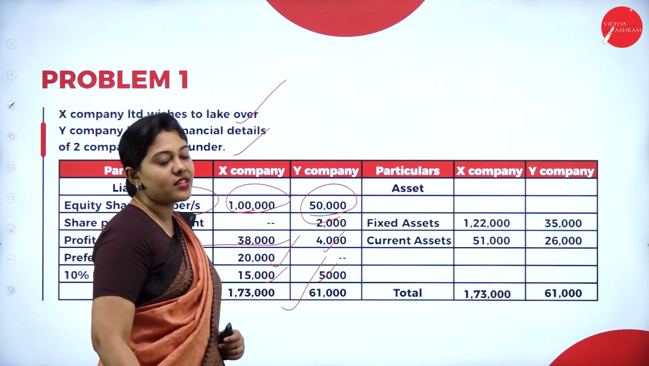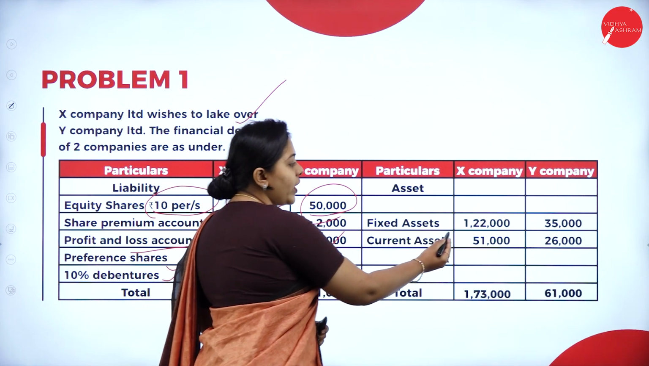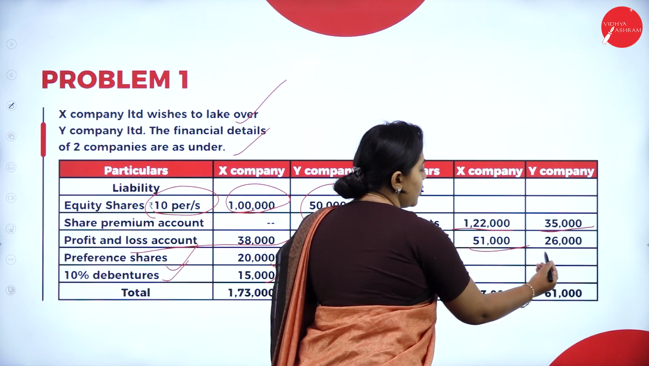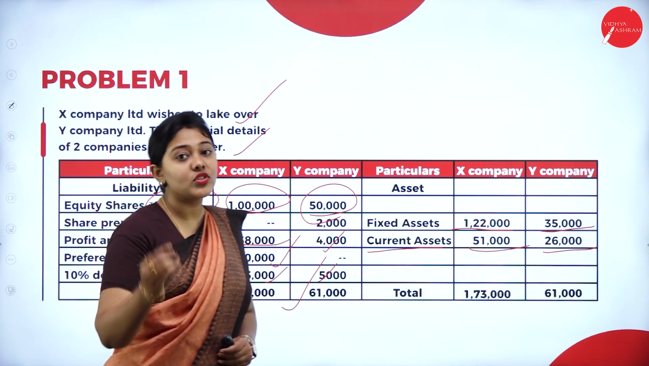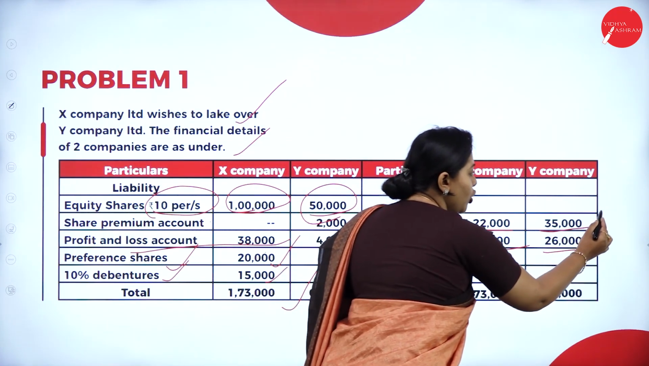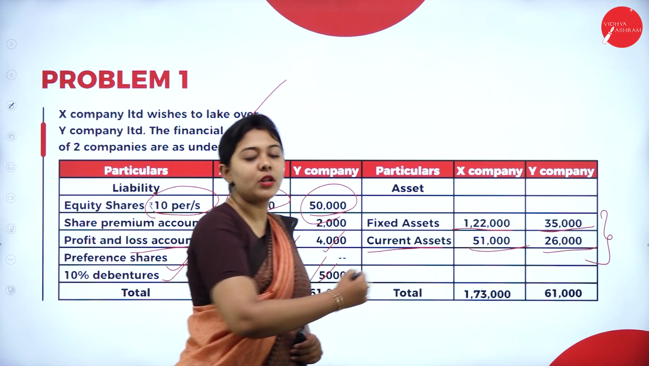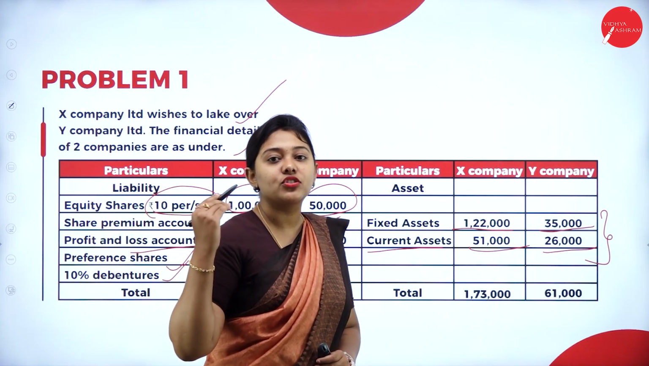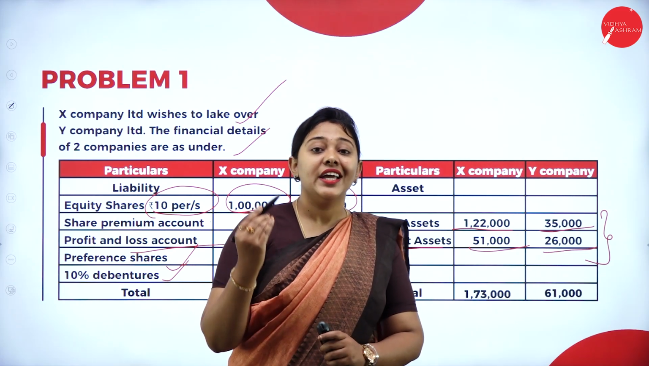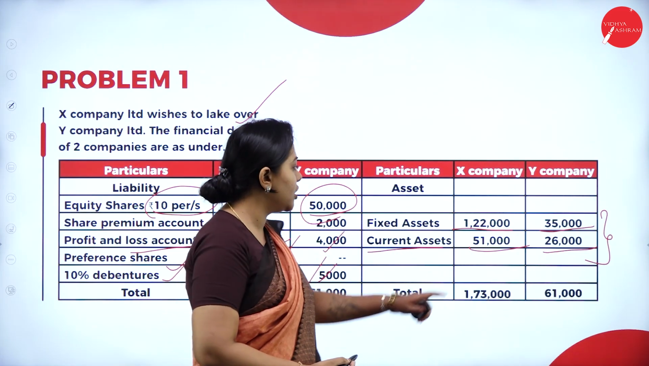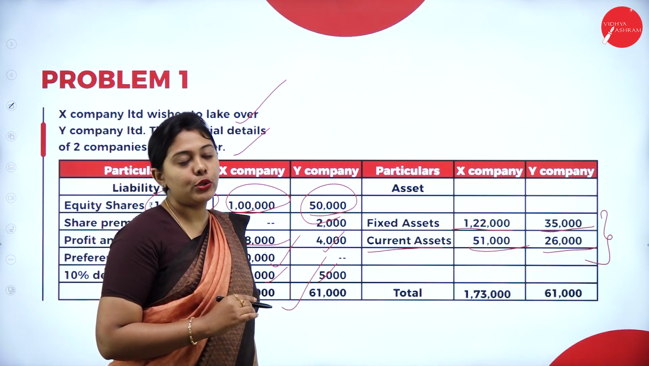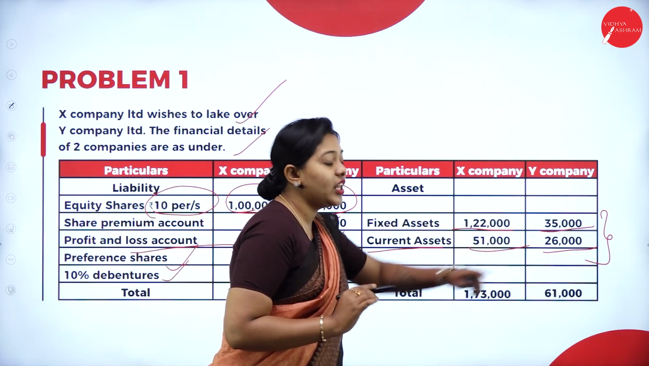Assets, when we come to the asset side, fixed assets 1,22,35,000, current assets 51,000, 26,000. So this will be your total assets. When we need to calculate the exchange ratio based on the net assets valuation method, the total assets is important to know. So this will be the total assets.